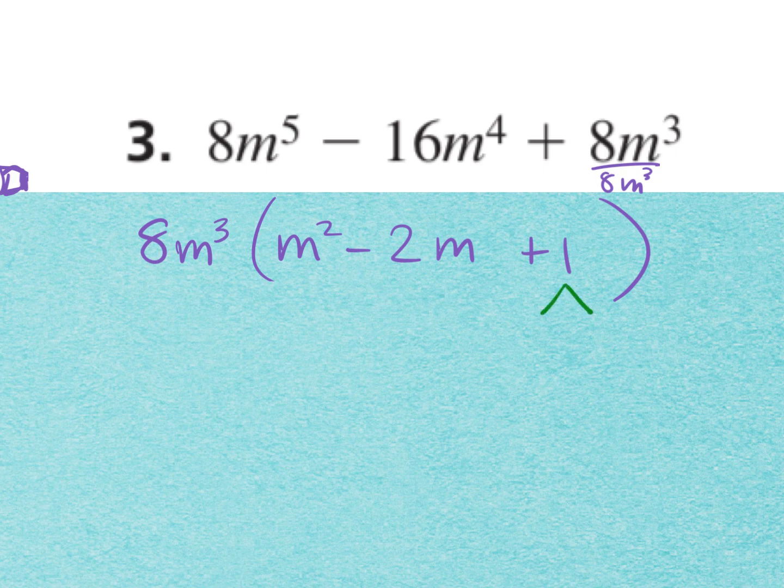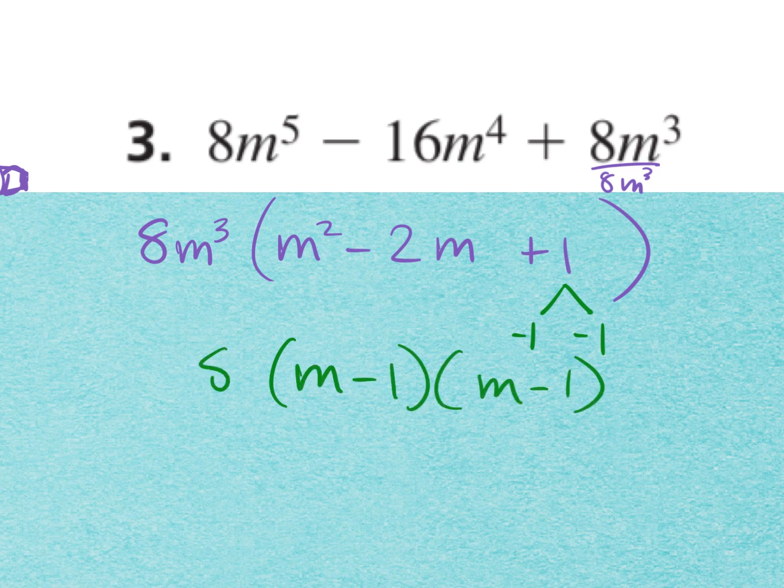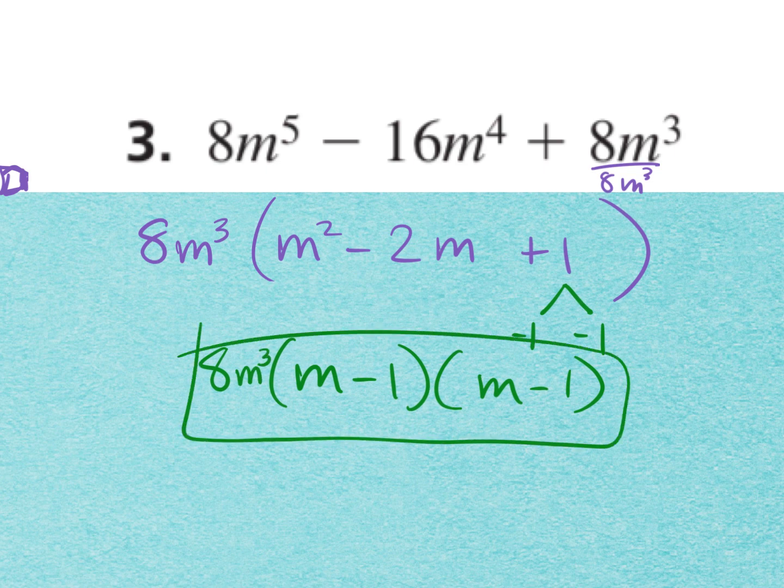What are two factors of 1 that add to negative 2? Negative 1 and negative 1. So this would factor into m minus 1 and m minus 1 with the 8m cubed out front. Good with this one?